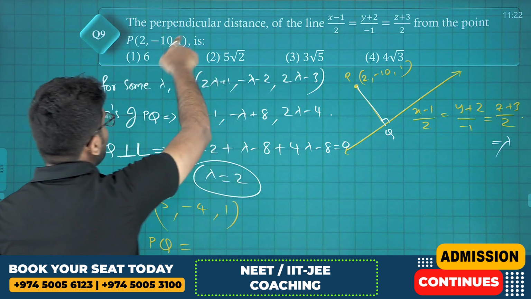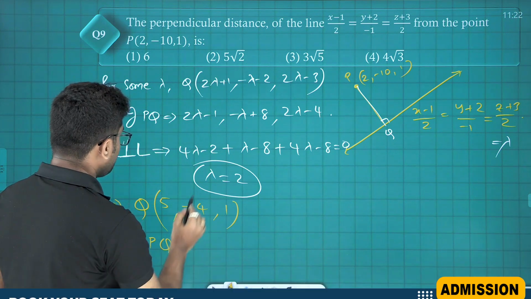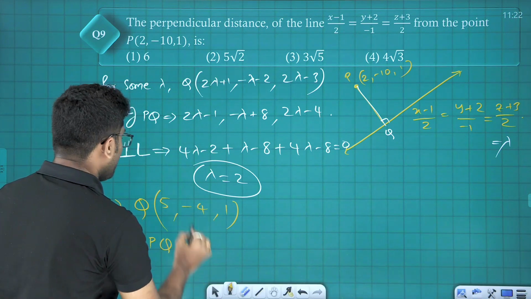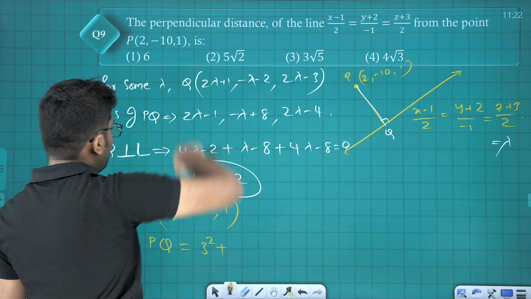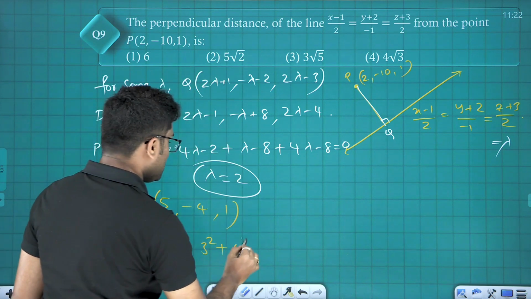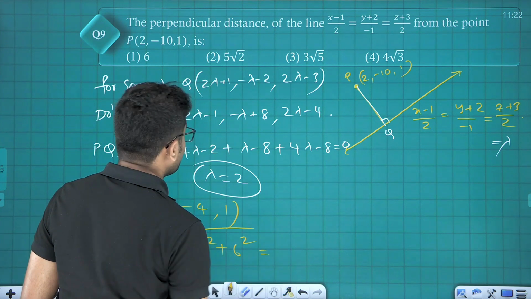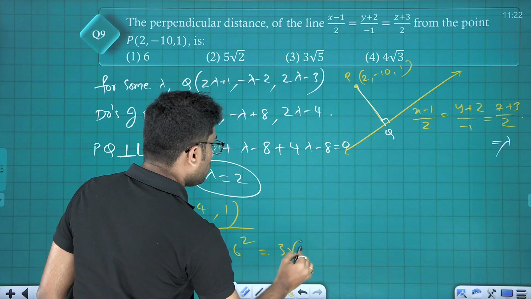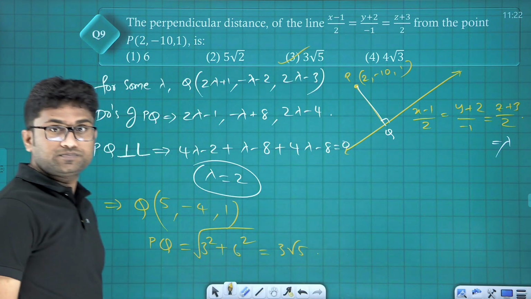First point is (2, −10, 1) and (5, −4, 1). If we substitute, (5 − 2) whole square is 3 square, plus (−4 + 10), that is 6 square, plus (1 − 1), that's it. 3 square plus 6 square, which is nothing but 3 root 5, friends. Clearly it is 3 root 5, option 3.